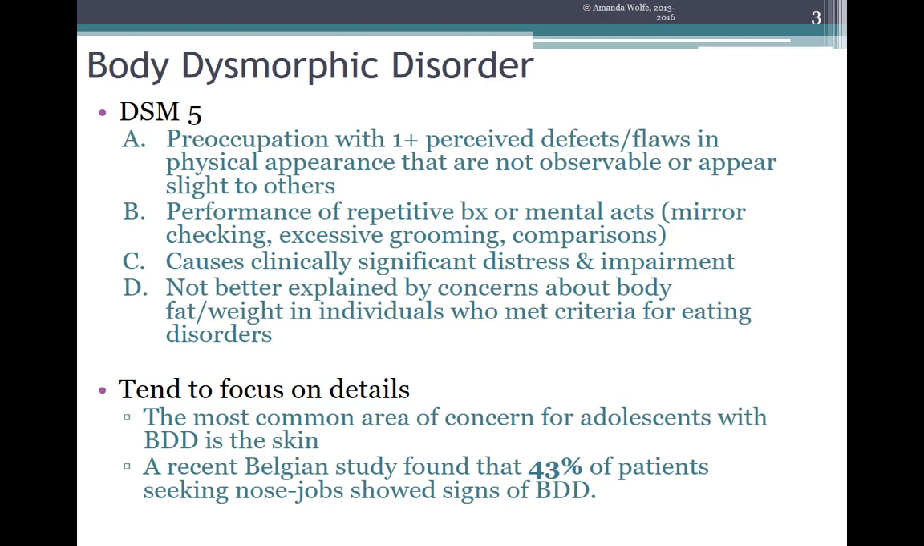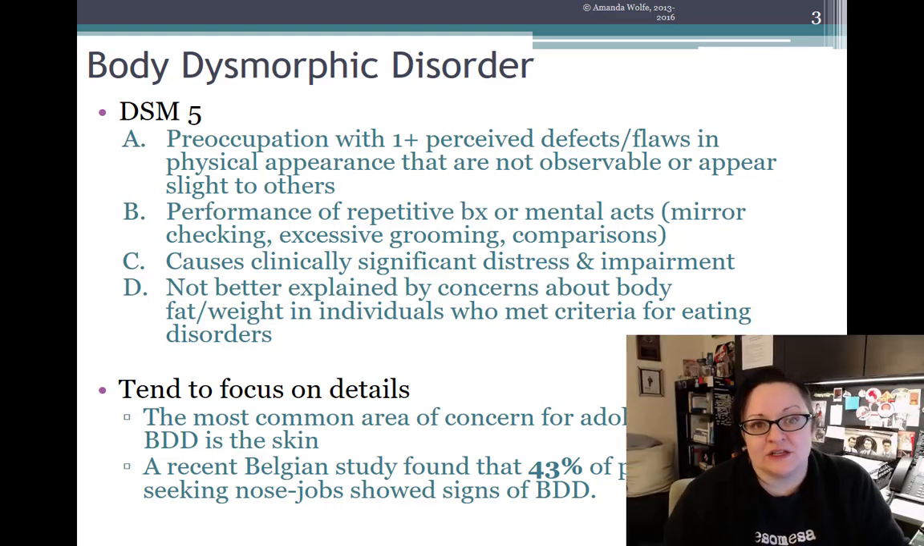The interesting thing about this is that the most common area of concern for adolescents is the skin. And if we look at people who are seeking cosmetic surgery, usually a high percentage of those seekers will show signs of body dysmorphic disorder. In fact, a Belgian study found 43% of patients seeking a nose job showed signs of body dysmorphic disorder.